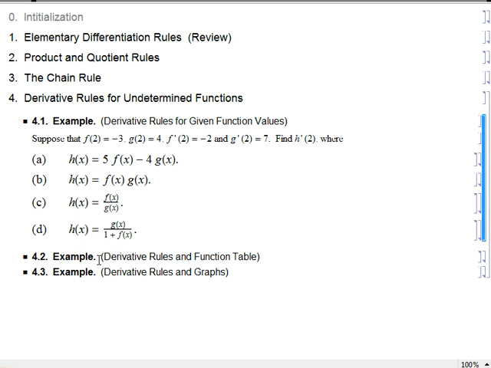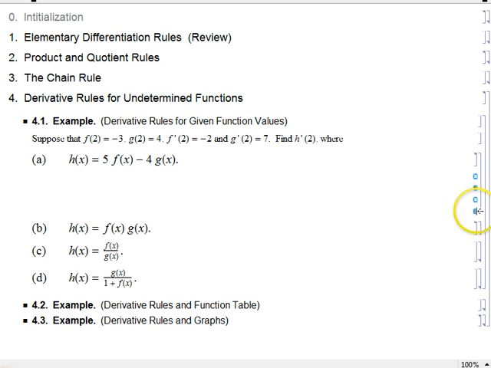Algebraic equations for f of x and g of x are not given. Therefore, you cannot actually calculate h prime of x. However, applying the derivative rules, you can find h prime of 2, because all these x values are 2.